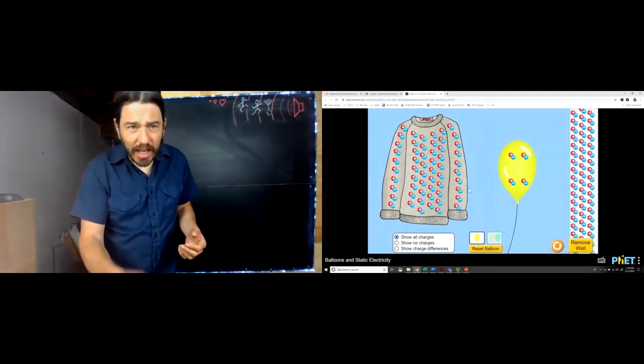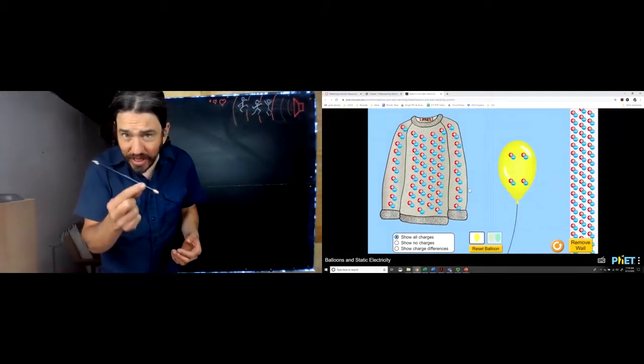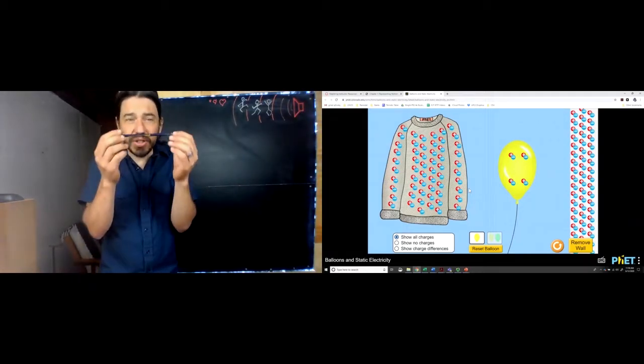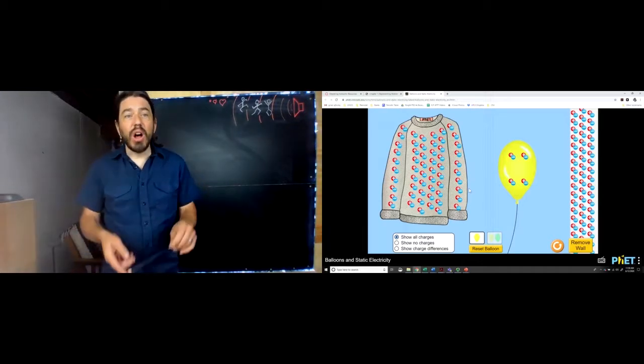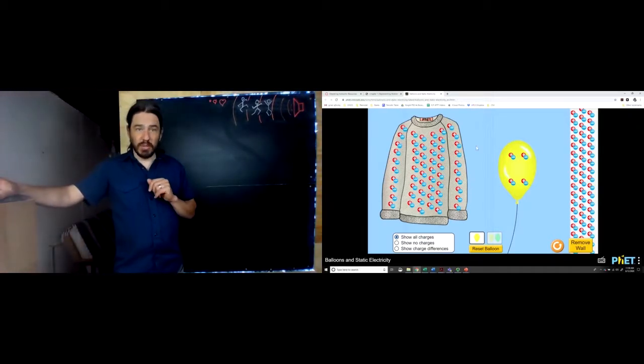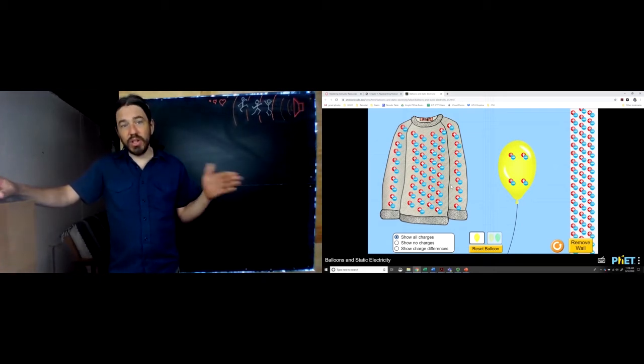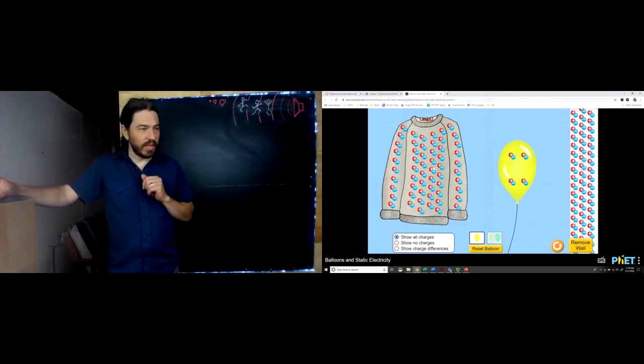Any object you can pick has billions and trillions and gazillions of positive and negative charges, because all of the electrons in this pencil have a negative charge. All of the protons have a positive charge. So that's what we see in this simulation. Now, obviously, the simulation is not showing all of the charges in this sweater, but it's showing that even though the sweater right now is neutral, it's neutral because it has equal numbers of positive and negative charges. It's not neutral because there are no charges at all. That's the important thing to note here.